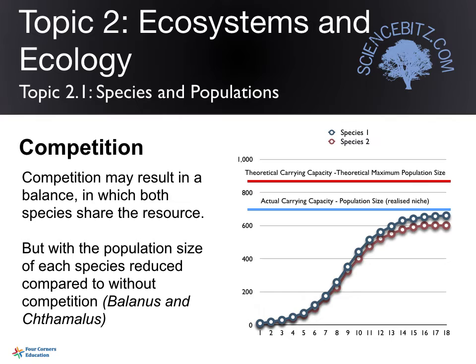Just as we see in the example with the two barnacle species, they inhabit different parts of the beach. So they're not directly competing with each other, but they're competing for very similar resources, and therefore they can't move out of their zone, their realized niche area.